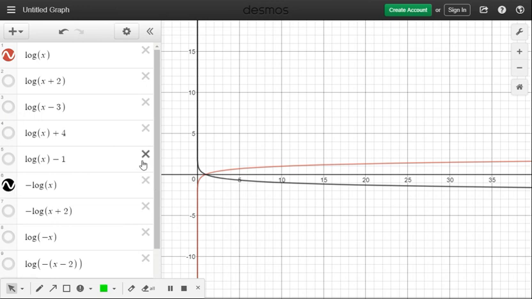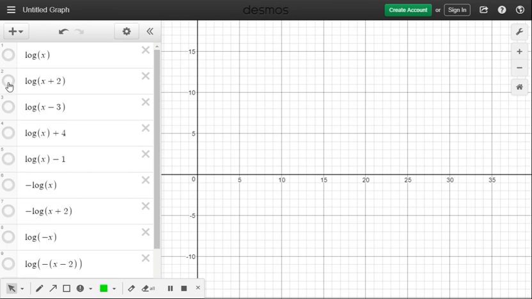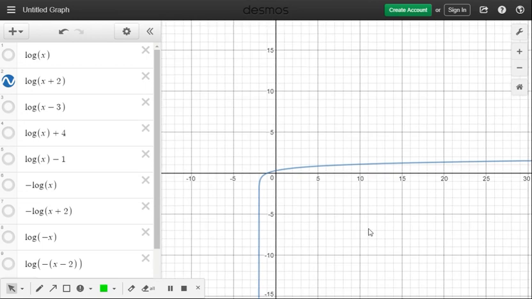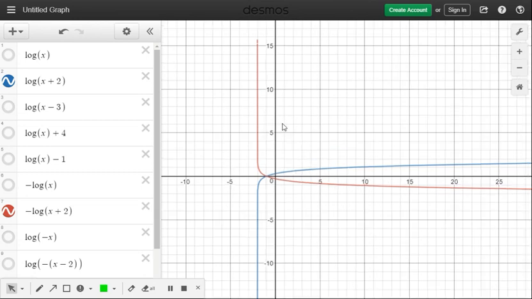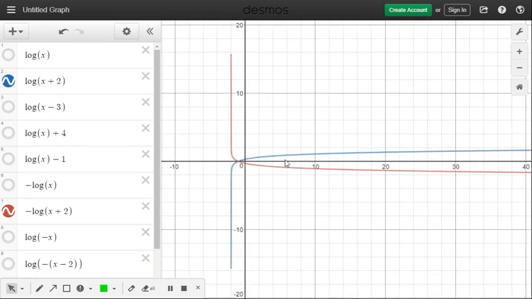But let's compare with another example. This one was just a negative in front of log of x. Let's compare with a different function. Let's say we're going to do log of x plus 2. If I turn on negative log of x plus 2, what would happen? Then we can see that the graph did indeed switch sides. The top of the blue graph is now on the other side of the x-axis. It becomes the bottom of the red graph.